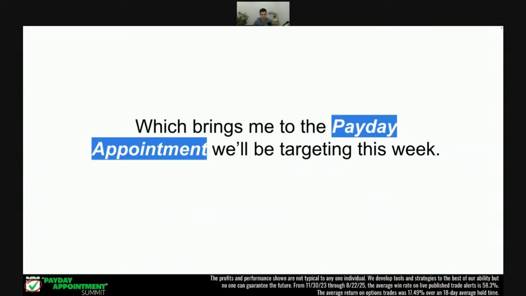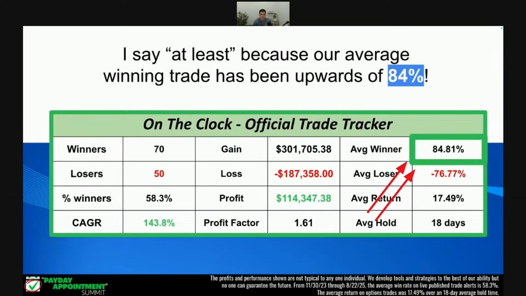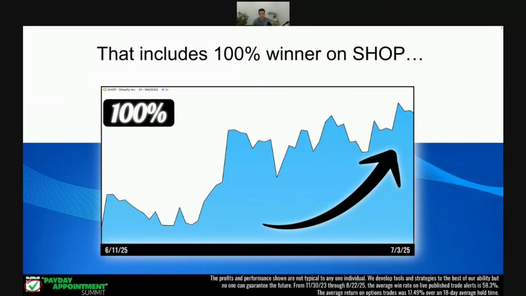And that brings me to the payday appointment we'll be targeting this week. If all goes as planned, this ticker should give us at least a double-digit return over the next few days. I say at least because our average winning trade has been upwards of 84%. So we're averaging almost 100% per trade. Now, obviously, I never promise a future return. However, many of our top payday appointments had led to actually triple-digit returns in less than a month.